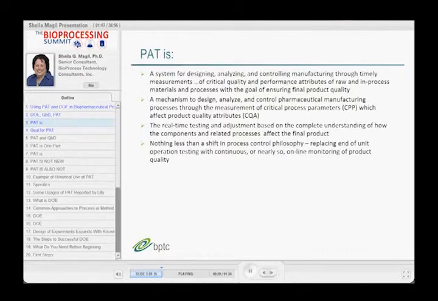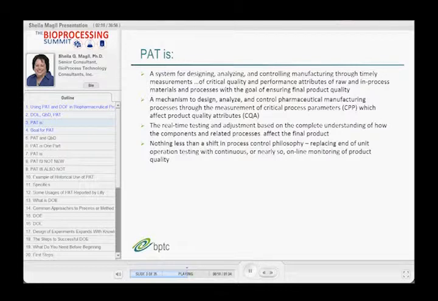PAT involves real-time testing. Most of us in biopharma are used to doing testing after the fact. In other words, we run a process, we run unit operations, we take samples, we analyze, and we determine what had happened.